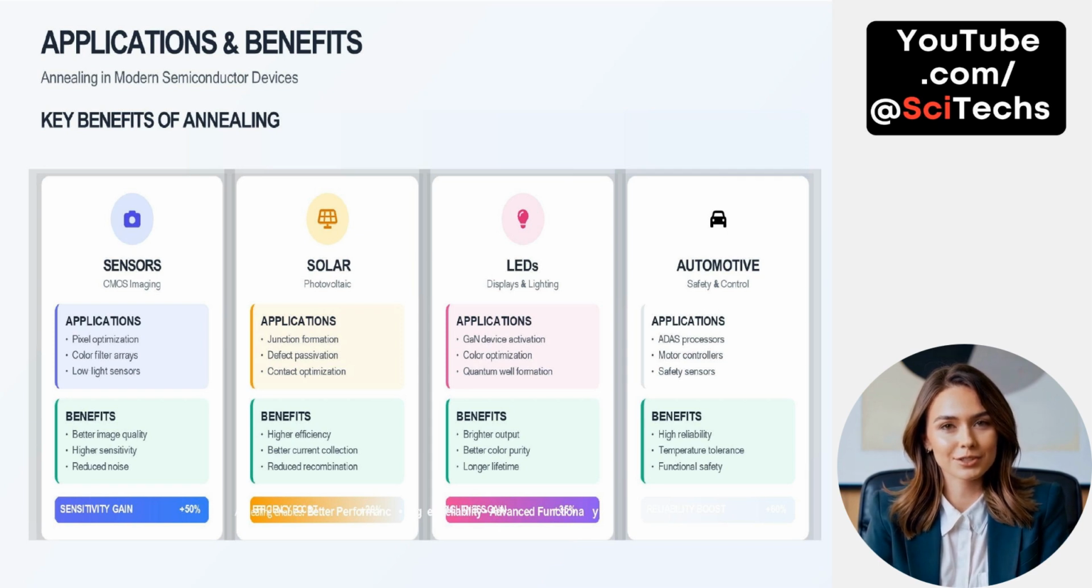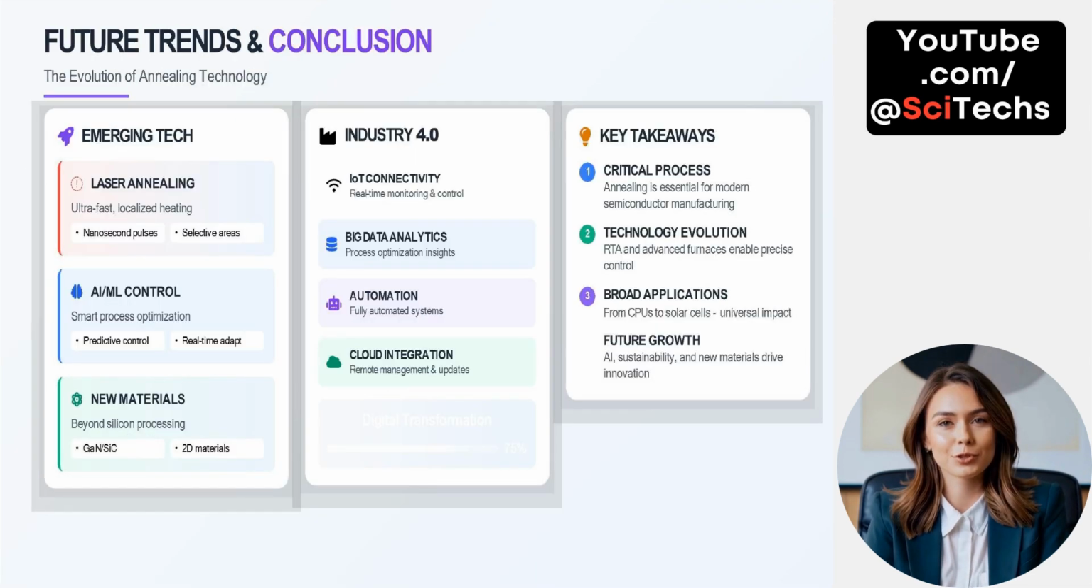In the automotive sector, annealing enhances the reliability of ADAS processors, motor controllers, and safety sensors. It improves temperature tolerance and ensures functional safety, resulting in a significant 60% increase in system reliability for critical automotive applications. Future trends and conclusion.